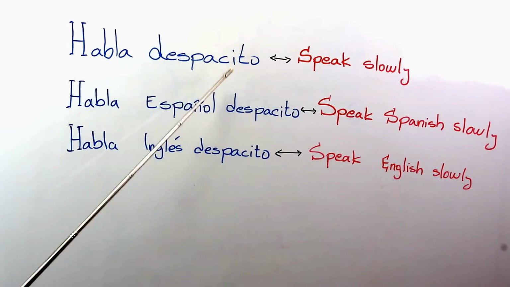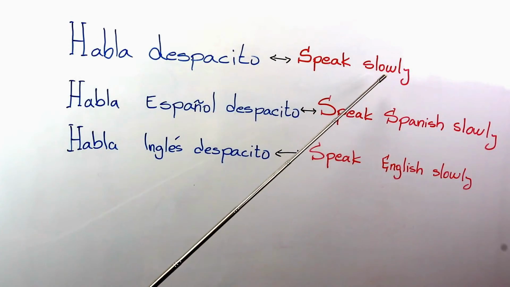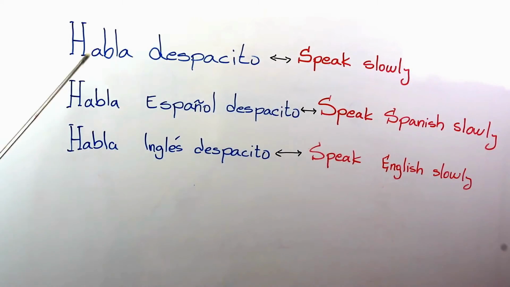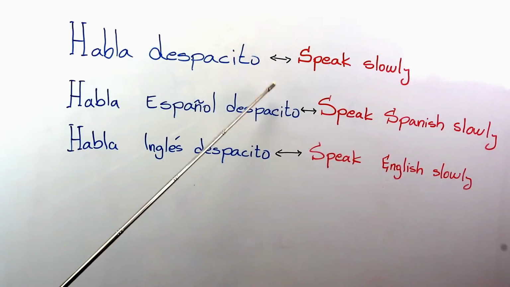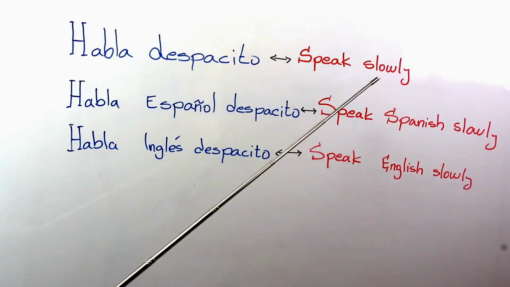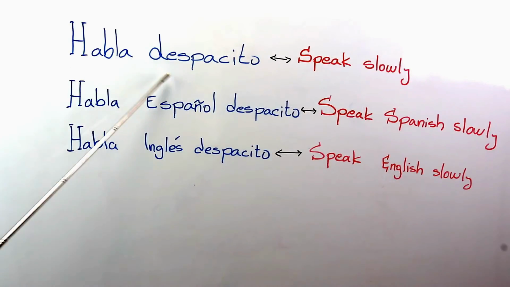Habla despacito, speak slowly. And we can embellish this sentence. We can even add habla despacito, por favor, which is obviously more polite. Speak slowly, please. Habla despacito, por favor.